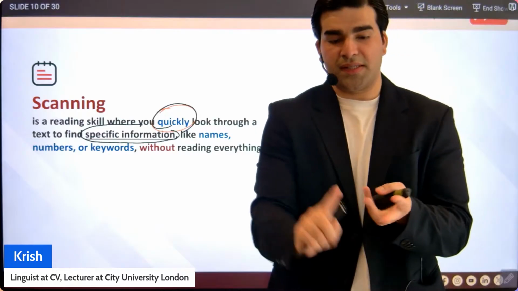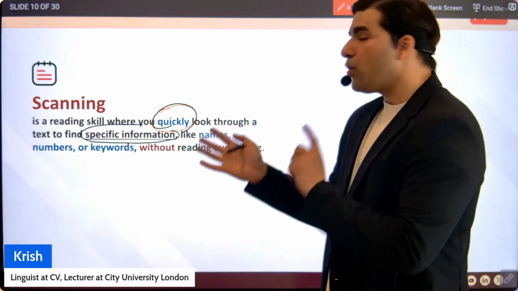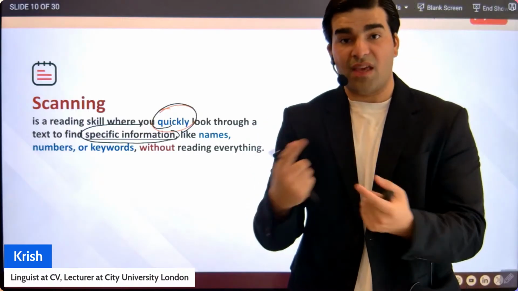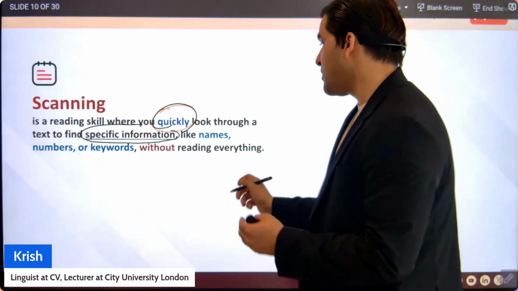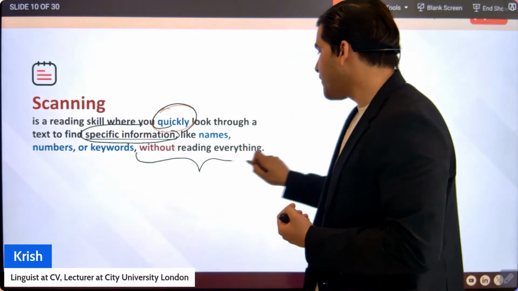Dates, years, names, numbers, places, or keywords. All of these different things are specific pieces of information. And how does it help? You do not have to read everything.